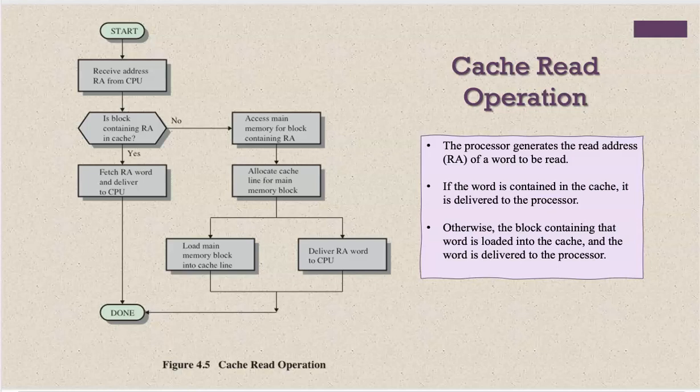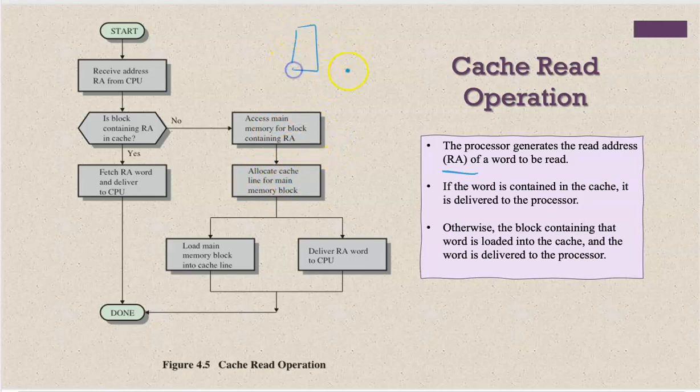So this is the cache read operation. First, we start off by receiving an address. RA is the read address. The processor generates the read address of a word to be read. So we receive the read address from the CPU, and then ask: is the block containing the read address in the cache? First, it checks with the cache. If the cache says yes, fetch the read address word and deliver it to the CPU. If no, then the cache accesses the main memory for the block containing the read address, and then allocates a cache line for the main memory block.